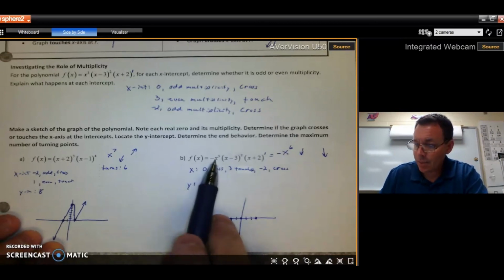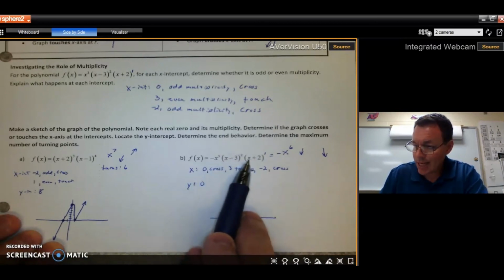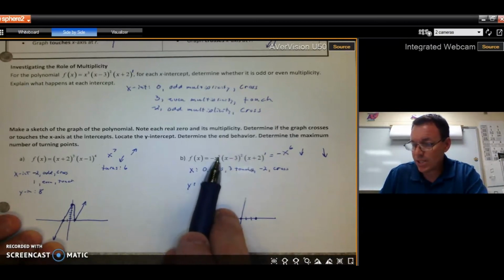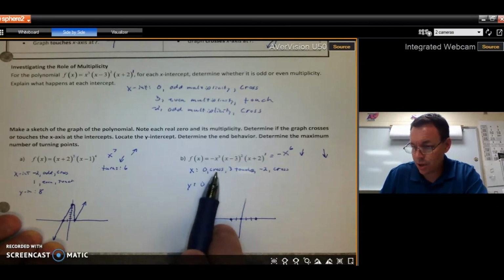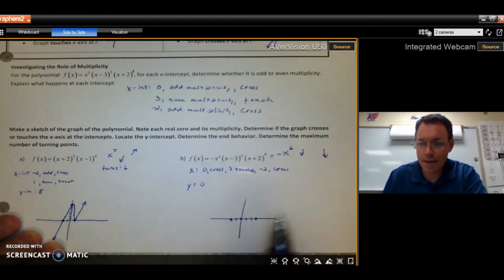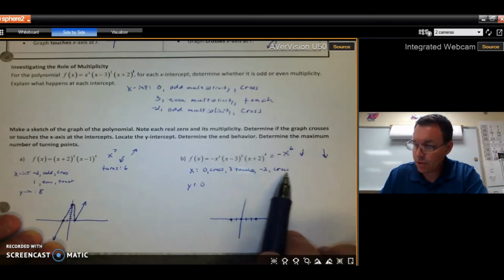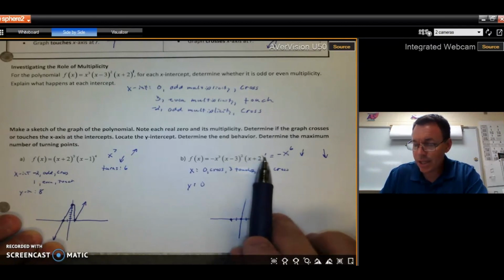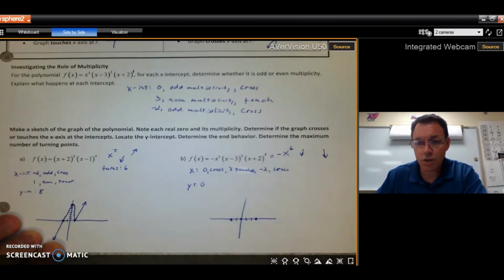All right, x-intercepts, 0, 3, and negative 2. 0 is an odd multiplicity, so it's going to cross. 3 is an even multiplicity, so the graph will touch at 3 and then turn around and go back the way it came. And then negative 2 is also one of my zeros, and again, that's to the first power, so that's an odd multiplicity, so the graph is going to cross there.